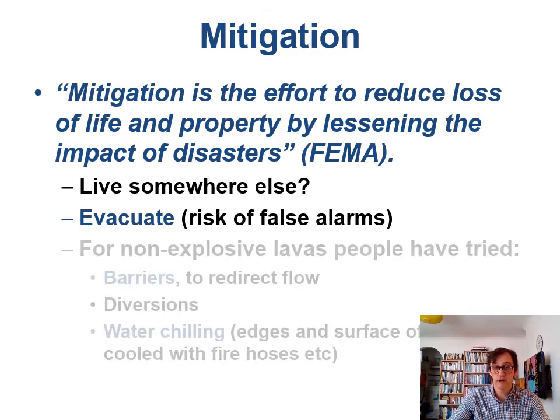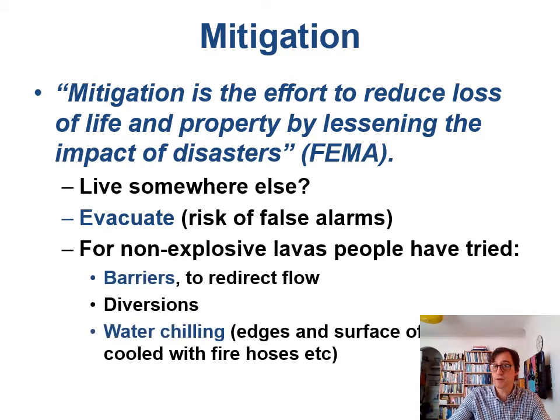There is a risk of false alarms, as we talked about. For non-explosive lavas, people have tried, so not an explosive eruption, more a Hawaiian or Icelandic type eruption. You can build barriers to redirect these lava flows. Can we actually divert that lava flow away from our town, away from our community? Often, with these lava flows, these streams of molten rock, local communities do attempt to do this.